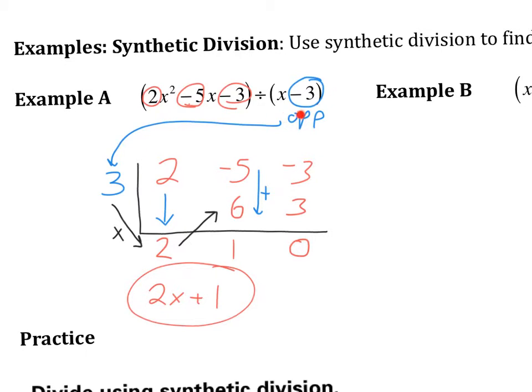We can do a quick check. X minus 3 times this will get me back to where I started here because there's no remainder.